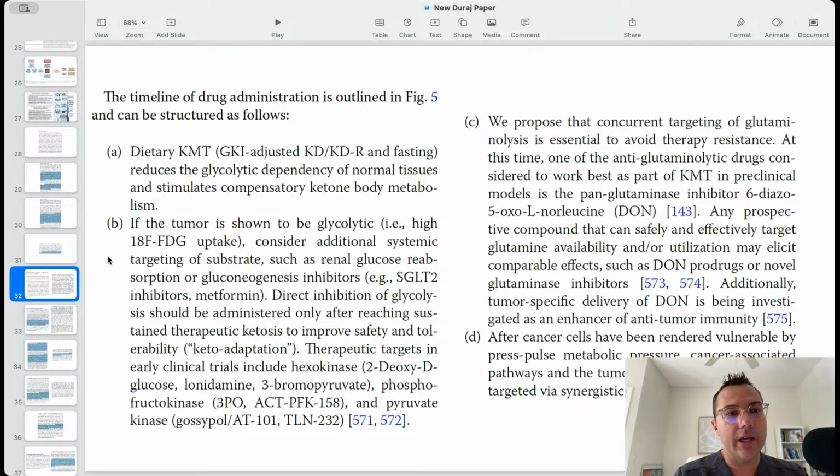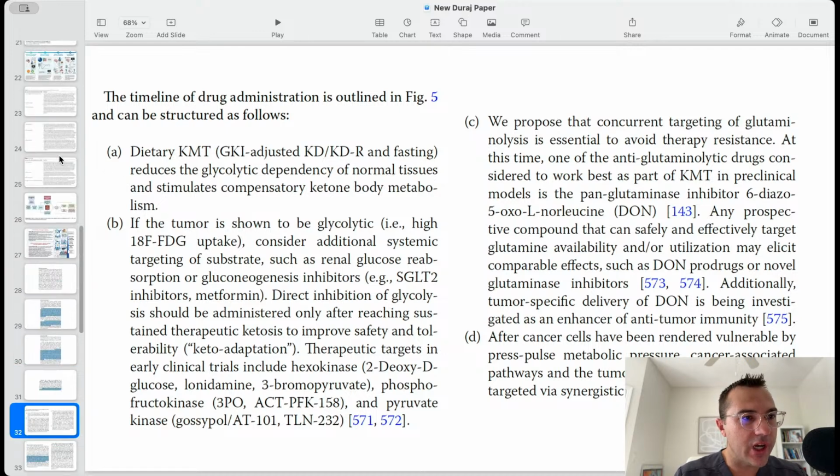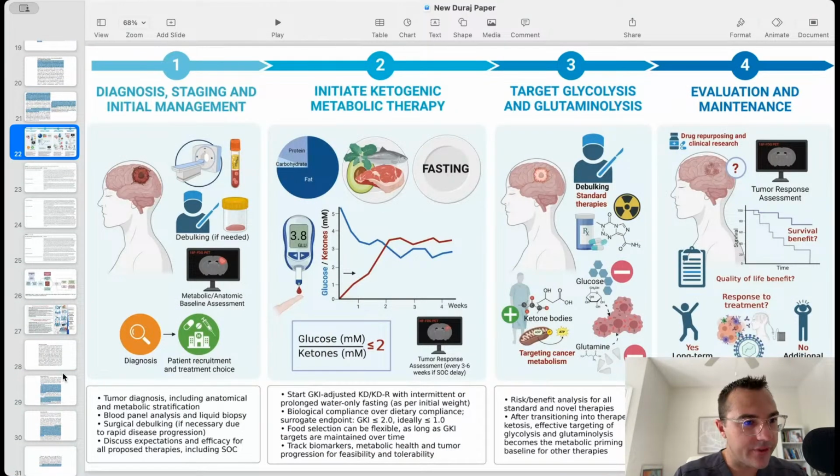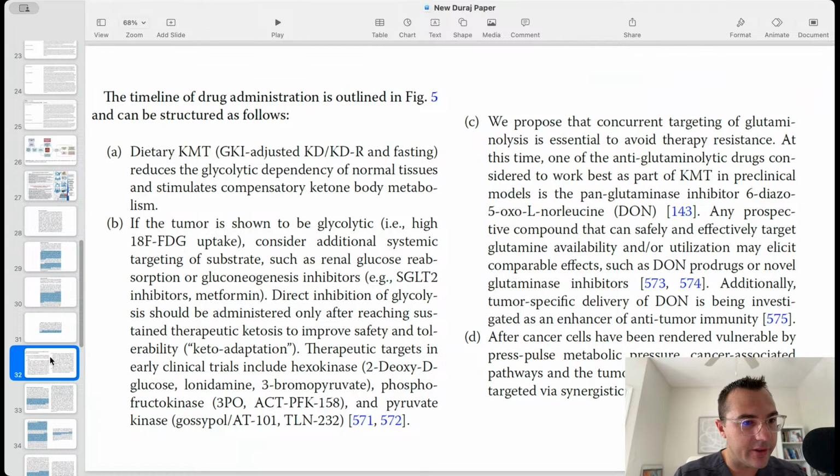So the timeline of drug administration is outlined in Figure 5 and can be structured as follows. So I'm pretty sure Figure 5 was this figure here, but I'll go back down here. So Figure 5 says that in A, we start the ketogenic metabolic therapy using a GKI adjusted ketogenic diet or a ketogenic diet restricted and fasting, which reduces glycolytic dependency of normal tissues and stimulates compensatory ketone body metabolism.